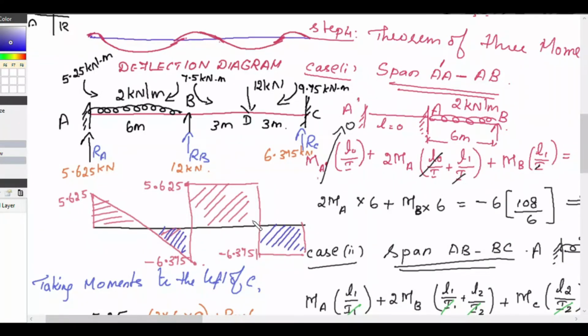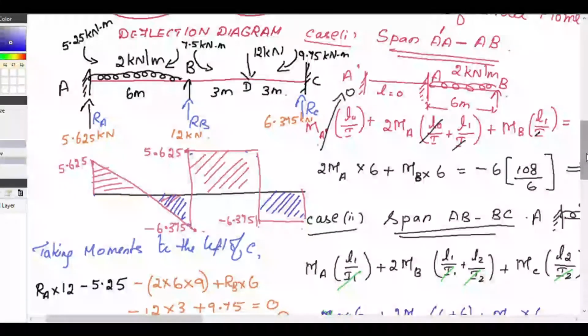So that means from A to this point, we have a positive shear force. From this point to B, we have a negative shear force. And from B to D, we have a positive shear force. And from D to C, we have a negative shear force. So we have analyzed our problem.